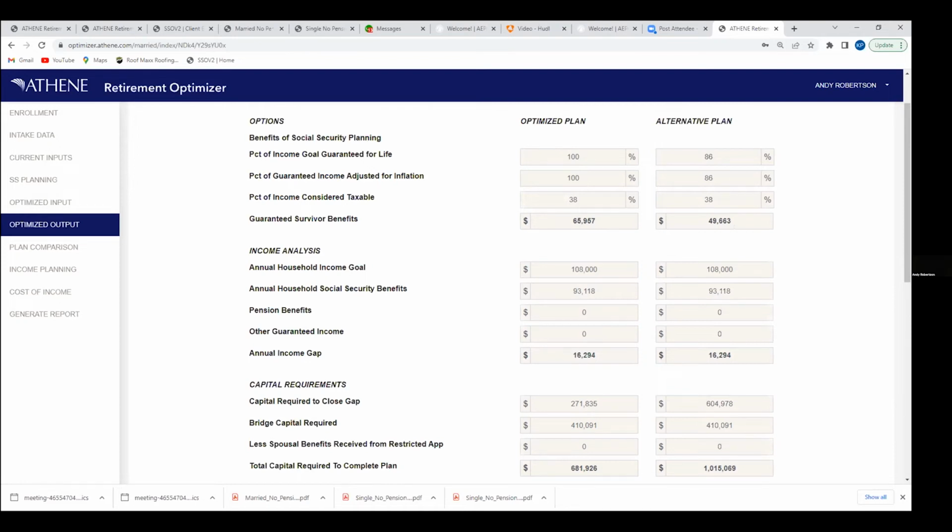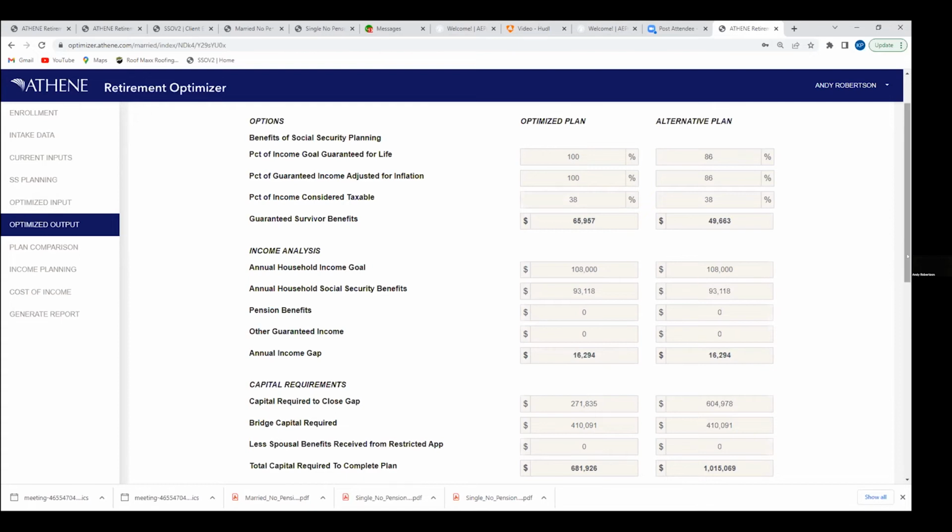Look at the survivor benefit. Why is that so much larger? Because the survivor is not only going to retain the higher of the two Social Security benefits, but they're also going to get, for the balance of their life, the $16,294 that's being paid out from Athene via the lifetime income benefit rider, because the annuity we purchased is providing that income for the duration of 2 lives.